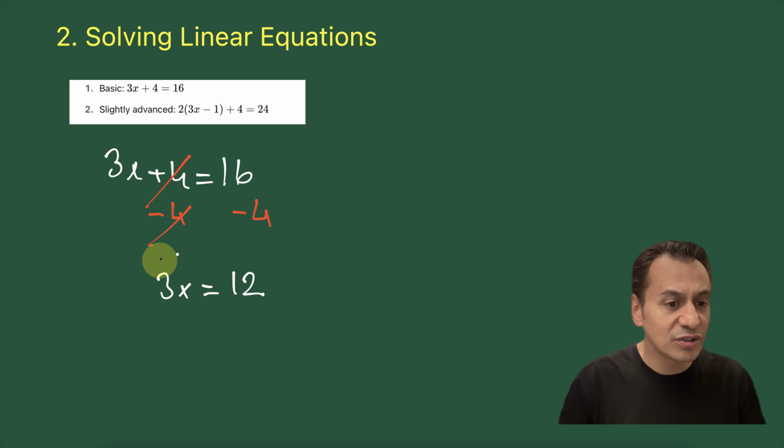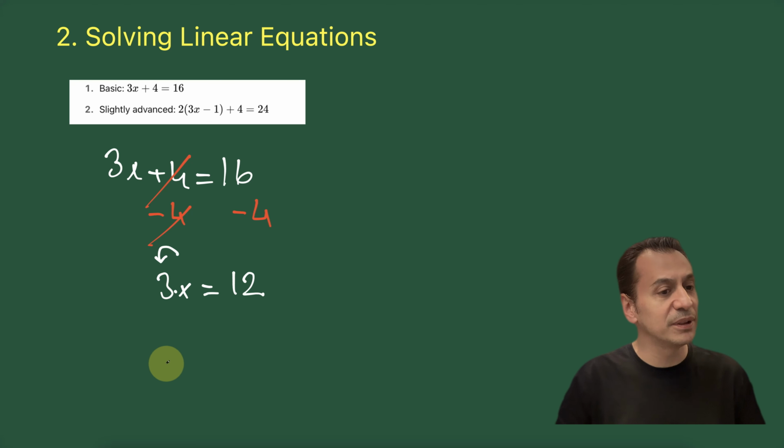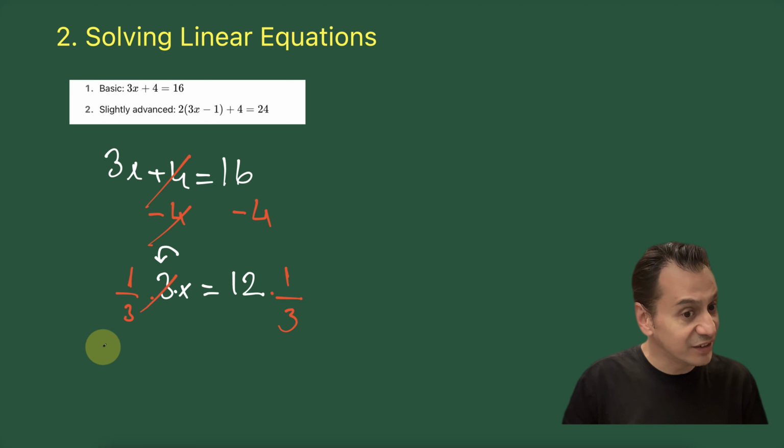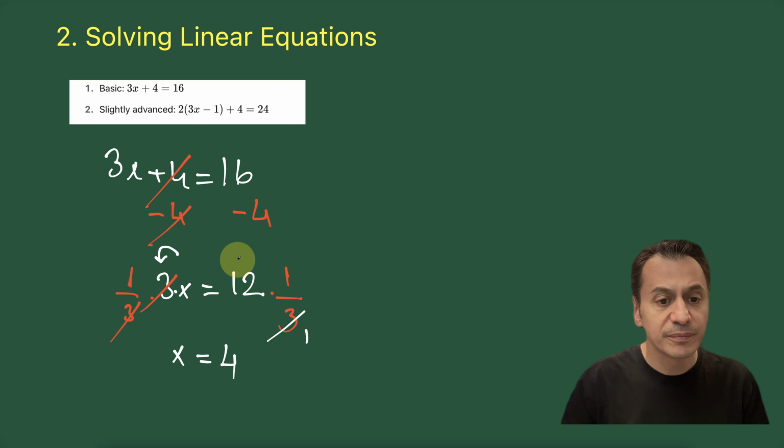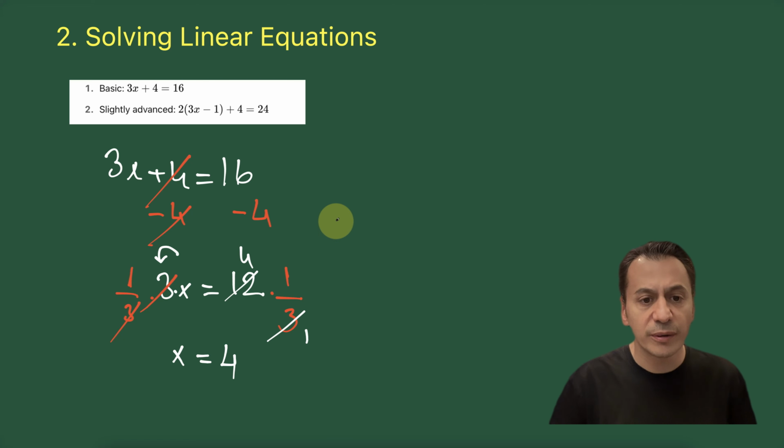Now I want to get rid of this, and remember there's a multiplication sign here. So in order to get rid of that, I multiply both sides by 1 over 3, and I get rid of this 3, and the result I get is x equals 4, right? Okay, this multiplication makes 4. Now this is the correct way.